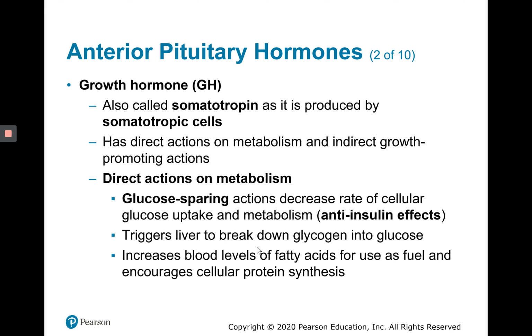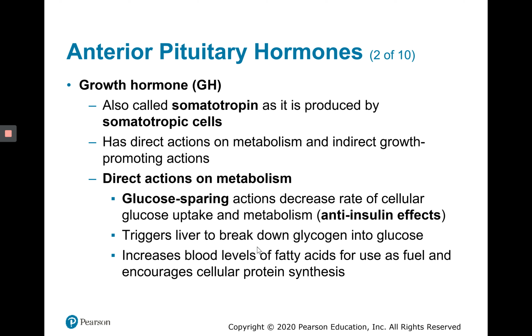So let's look at growth hormone first. Growth hormone is also called somatotropin. So soma means body, and growth hormone is going to cause the body to grow. It's produced by somatotropic cells and has direct and indirect actions. The direct actions on metabolism are generally going to be glucose sparing and anti-insulin in effect.